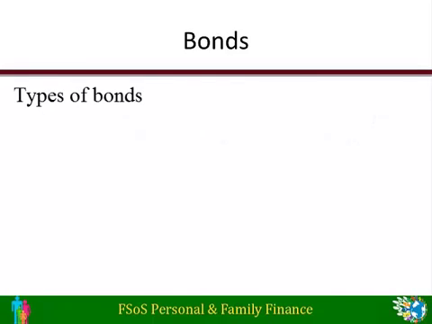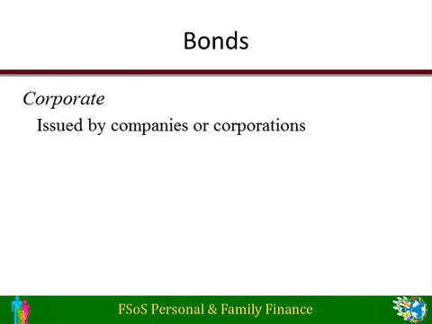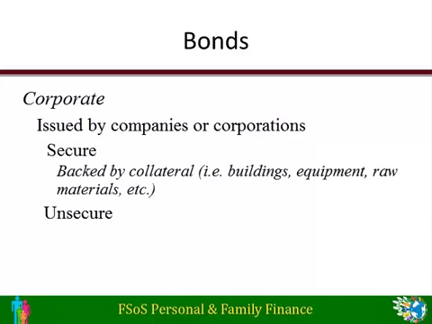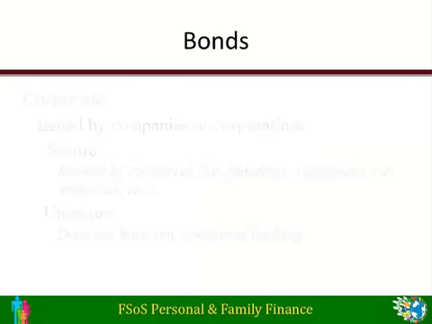There are many types of bonds. Some of the most common types include corporate, municipal, and sovereign bonds. Corporate bonds are those issued by companies or corporations. Corporate bonds can either be secured or unsecured. A secured corporate bond is backed by collateral, such as buildings, equipment, raw materials, and so forth. An unsecured bond does not have any collateral backing it.